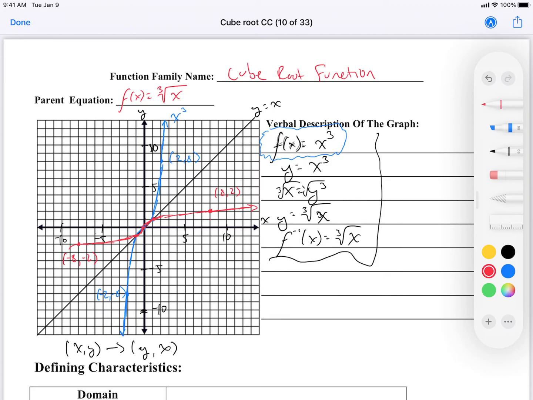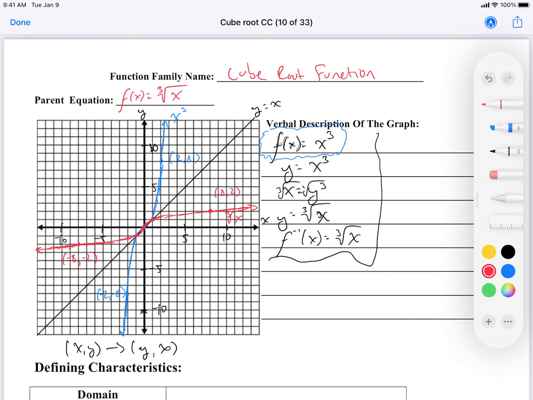Sorry, my sketching skills aren't that great. And so here we have our graph, f(x) equals the cube root of x. And that's our function. Okay?